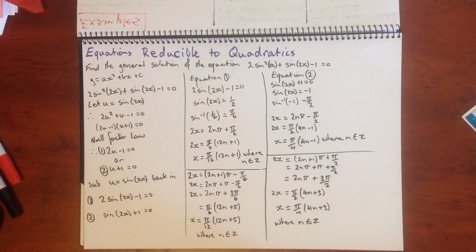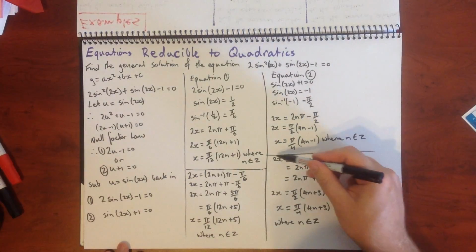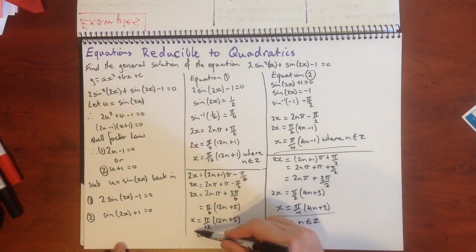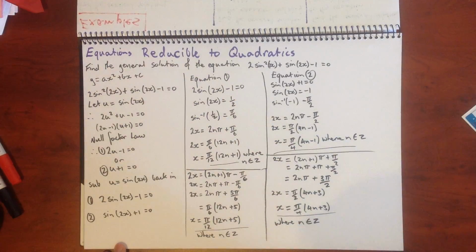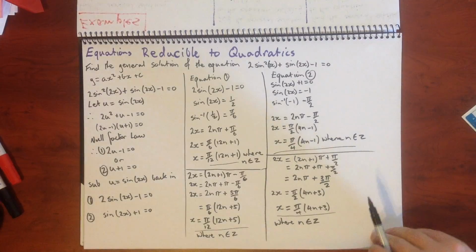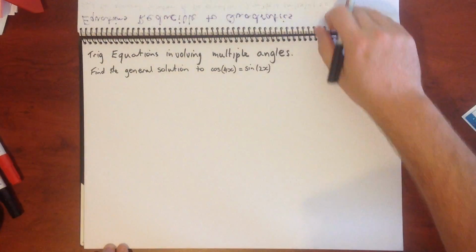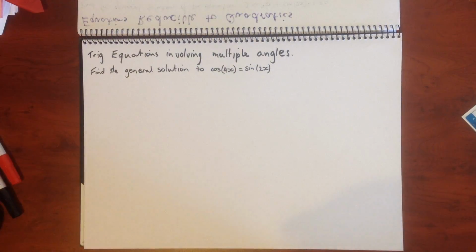Okay, so that's all our solutions. Okay, so we've got this one here, this one here, we've got one over here, and we've got one there. Okay, so we've got one last worked example to do, which is trig equations involving multiple angles. So find the general solution to cos of 4x equals sine of 2x.